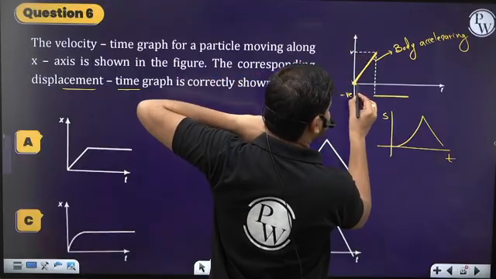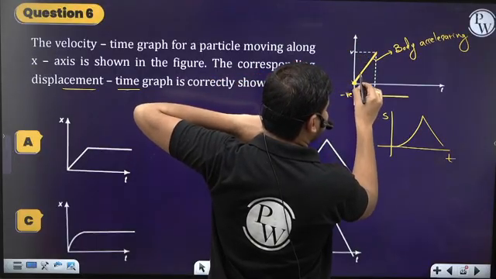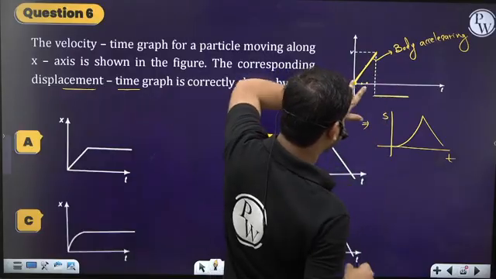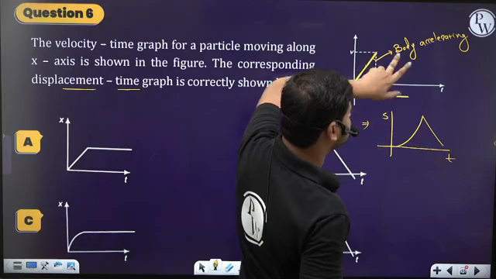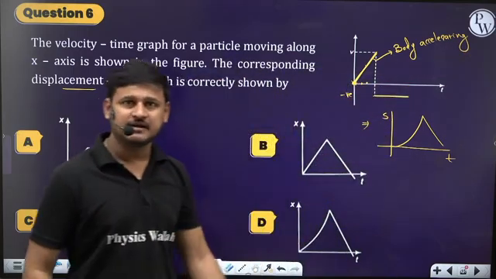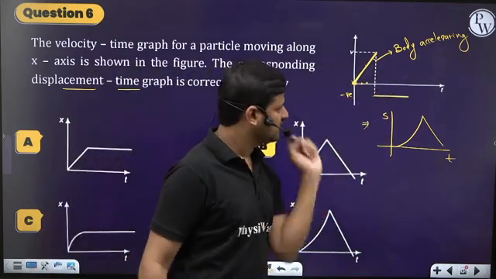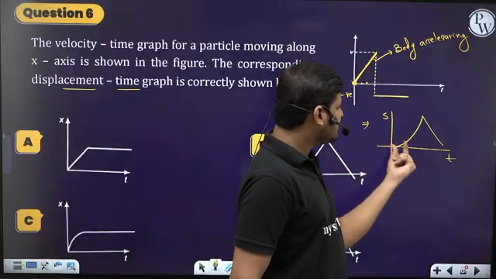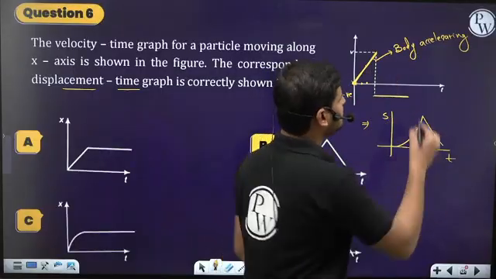At t equals 0, this is the velocity. At t equals 1, this is the velocity. At t equals 2, this is the velocity. With respect to time, its velocity is increasing. That means the body is accelerating. So for an accelerating body, we know the displacement-time graph is concave upward, right?